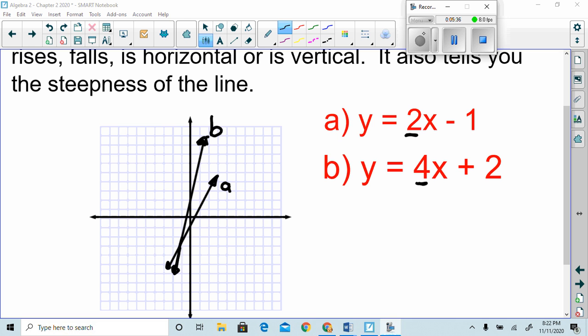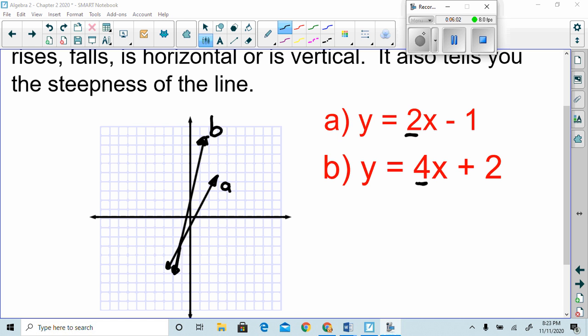As we look at these two equations, line A, y equals 2x minus 1, which I've graphed for you using what we call a quick graph, which we'll be learning in about another week or so, and line B, y equals 4x plus 2. I can tell something about the steepness of the line just by looking at the equation, not even graphing.